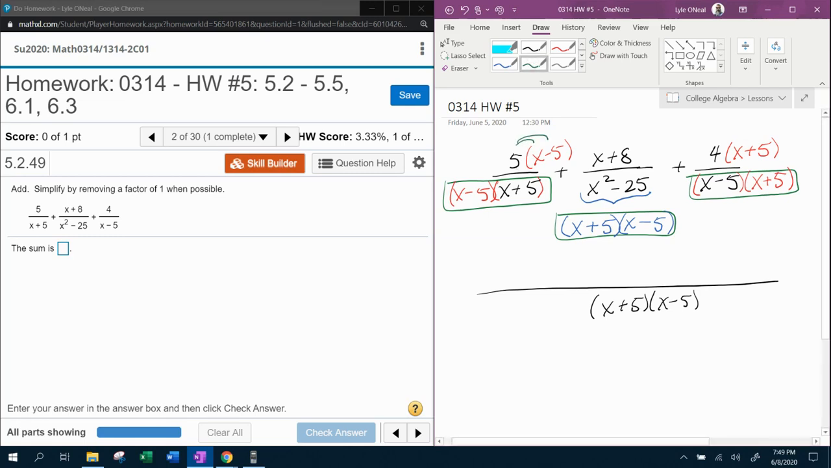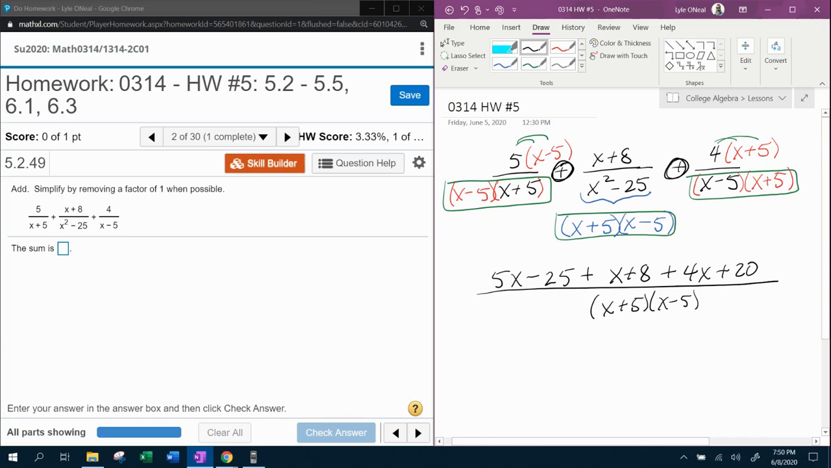So here the 5 is going to need to distribute. Here the 4 is going to need to distribute. All right, so let's do a little distributive property. 5 times x makes a 5x. 5 times negative 5, negative 25. And then the sign is plus. So we're going to put a plus. Notice the middle fraction, the numerator didn't get anything, so it's just going to come down, x plus 8. And then we have a plus, and then the 4 distributes. 4 times x, 4 times 5.